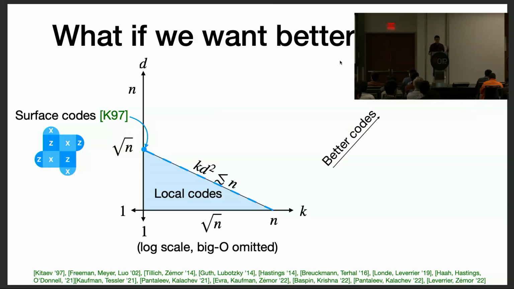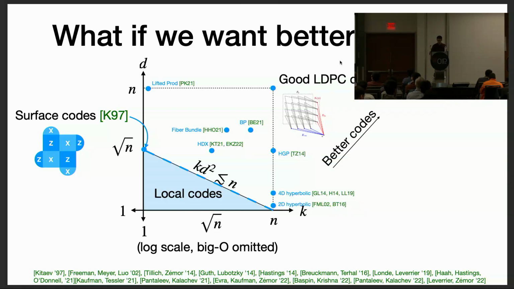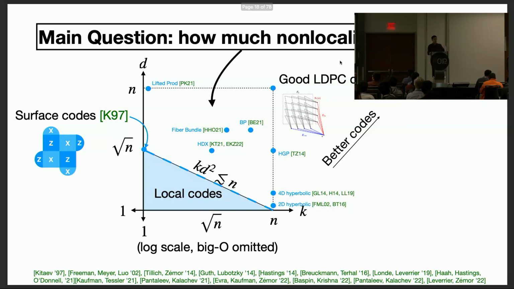So we study the question of what if we want better codes? What if we want codes above the BPT bound? There's been a long line of work, and this is not all the codes, but it has culminated semi-recently in this breakthrough of asymptotically good LDPC codes. These are codes with linear rate and distance. Obviously they're above the BPT bound, so implementing them you have to have some non-locality. How much non-locality do you need to implement these codes, or your favorite code that's above the BPT bound?